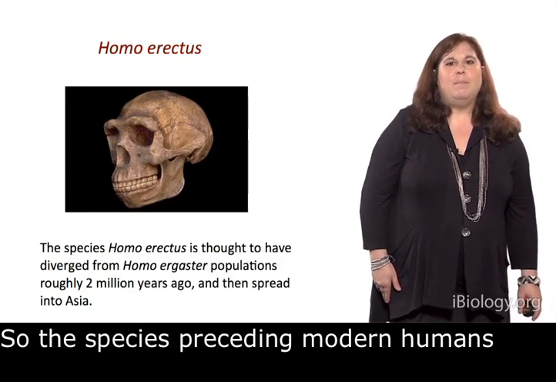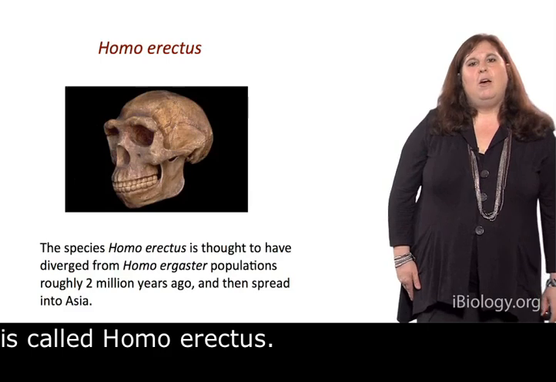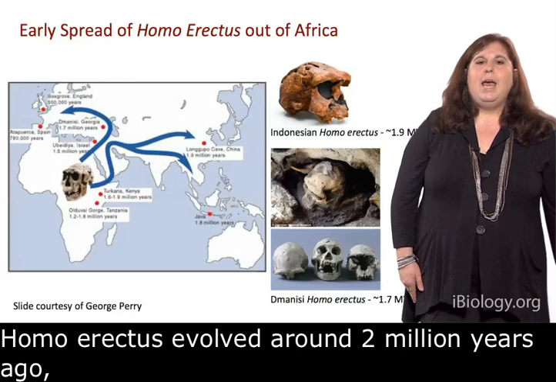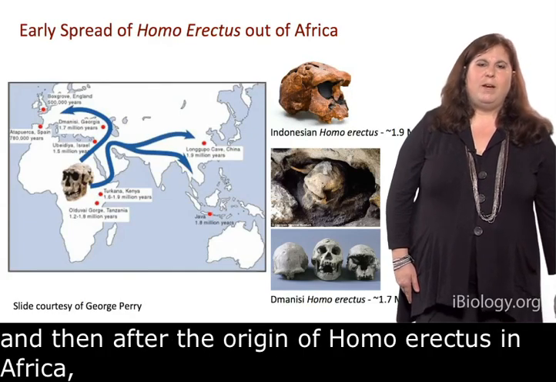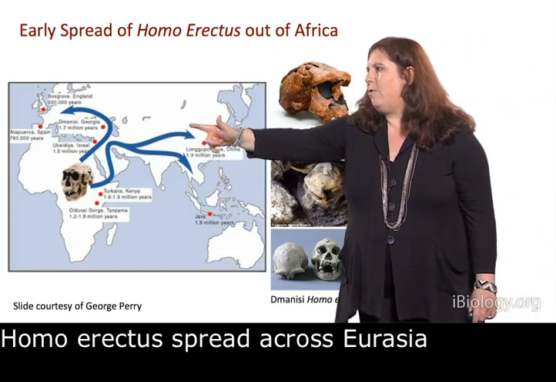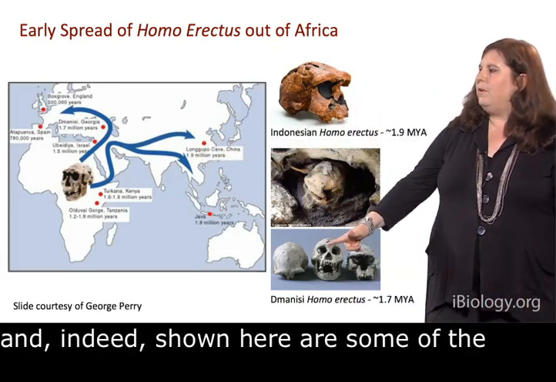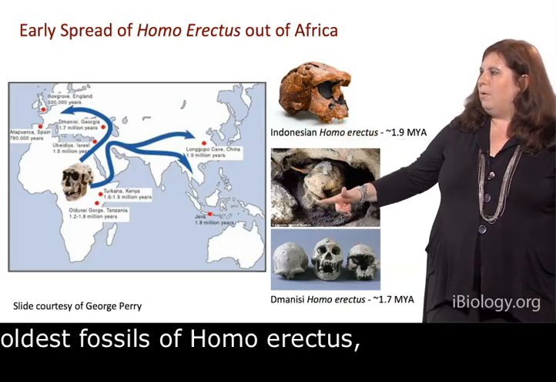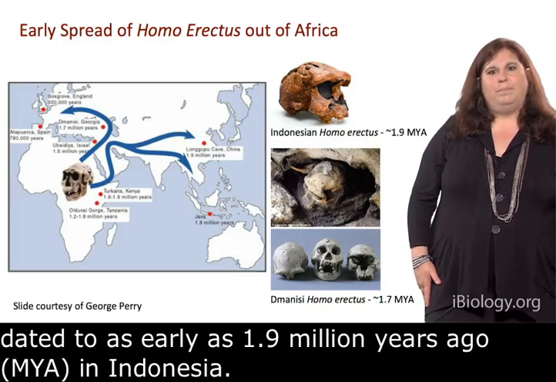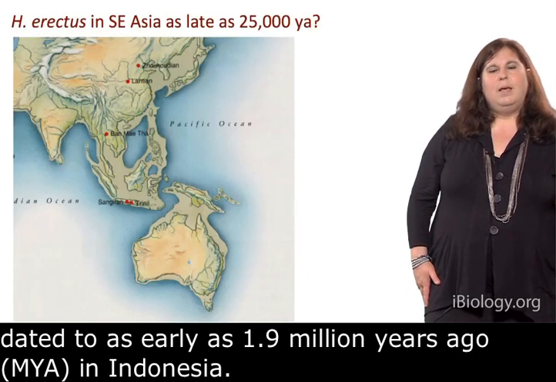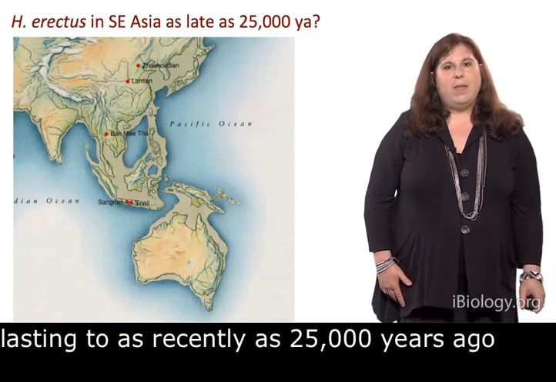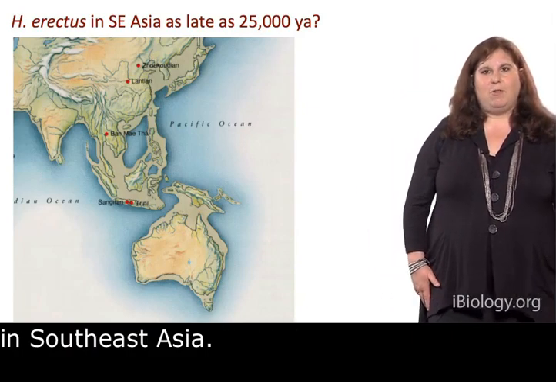So the species preceding modern humans is called Homo erectus. Homo erectus evolved around 2 million years ago. And then after the origin of Homo erectus in Africa, Homo erectus spread across Eurasia. And indeed, shown here are some of the oldest fossils of Homo erectus, dated to as early as 1.9 million years ago in Indonesia. And this species was very successful, lasting to as recently as 25,000 years ago in Southeast Asia.